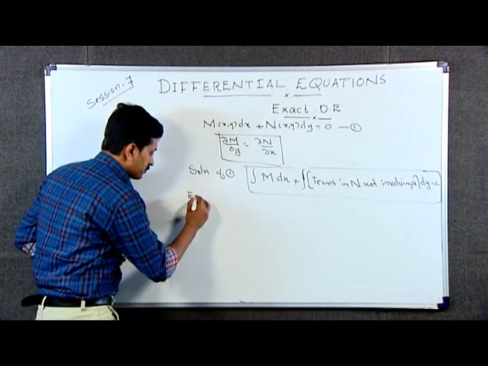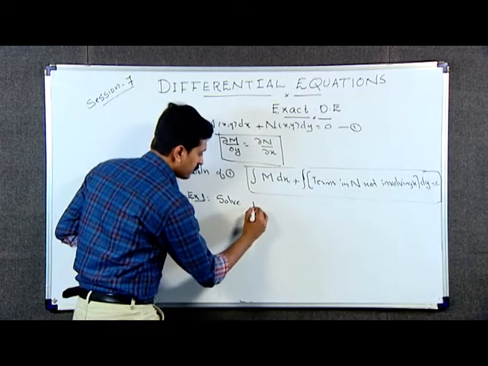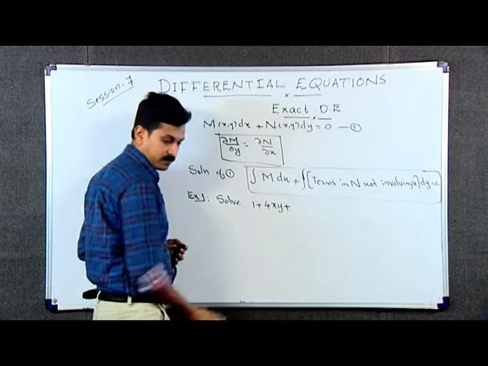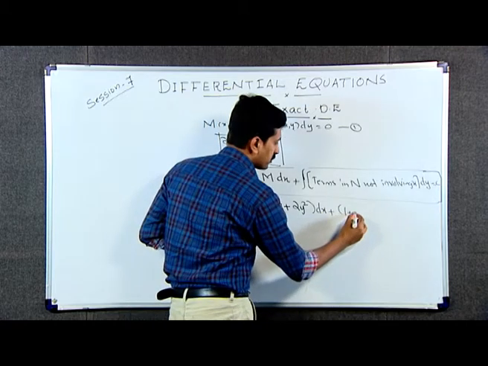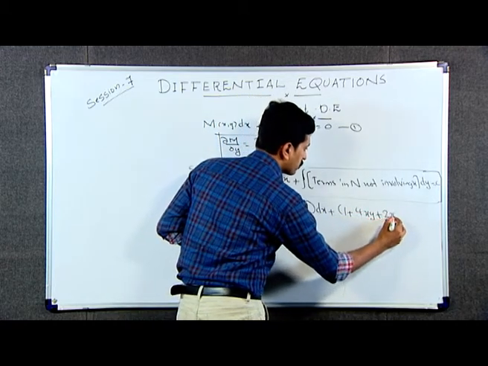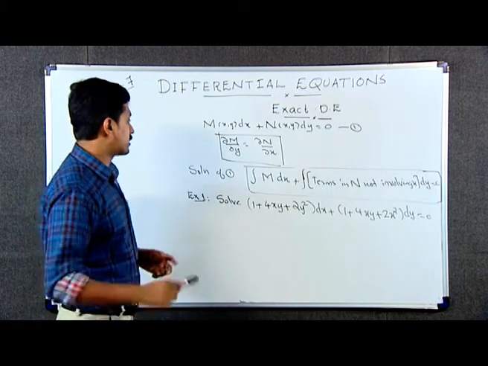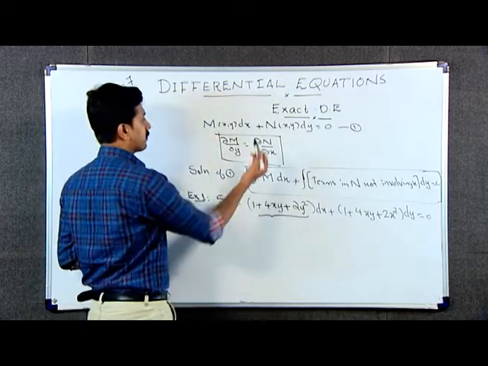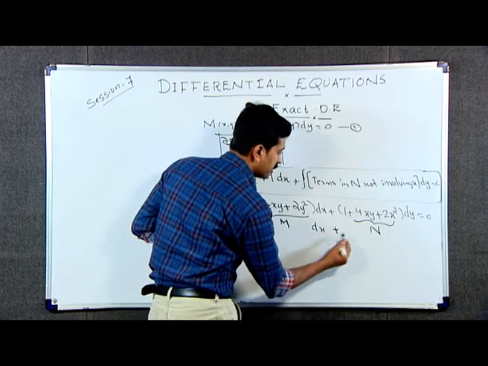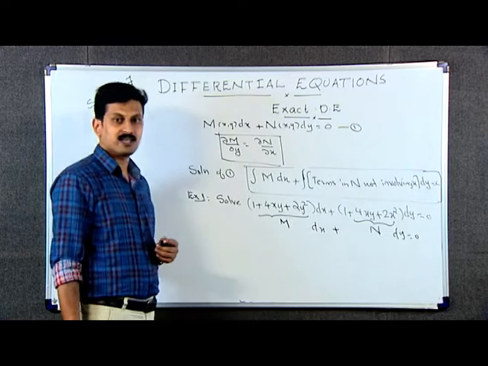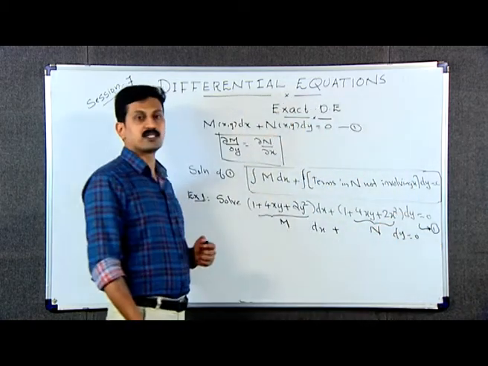Example 1: solve the differential equation (1 + 4xy + 2y²) dx + (1 + 4xy + 2x²) dy = 0. This is of the form of an exact differential equation. This stands for M and this stands for N. This is of the form M dx plus N dy equals 0. Firstly, we have to check whether our differential equation is exact or not. I am calling our equation number 1.